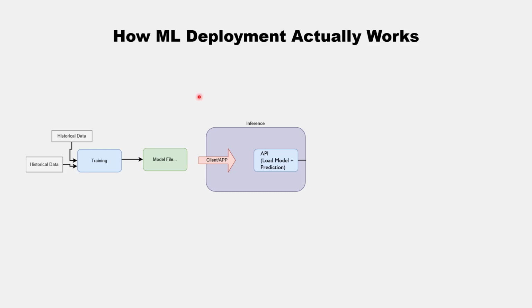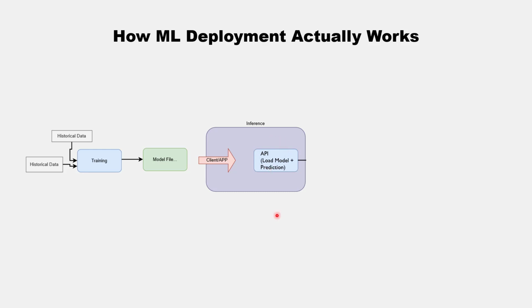But here's the next problem. A model file or an inference logic cannot be called directly by a frontend or another service. So we wrap it inside an API. The client or application sends a request to the API. The API loads the model, runs inference, and returns the prediction. So from the outside, this looks like any other backend service.